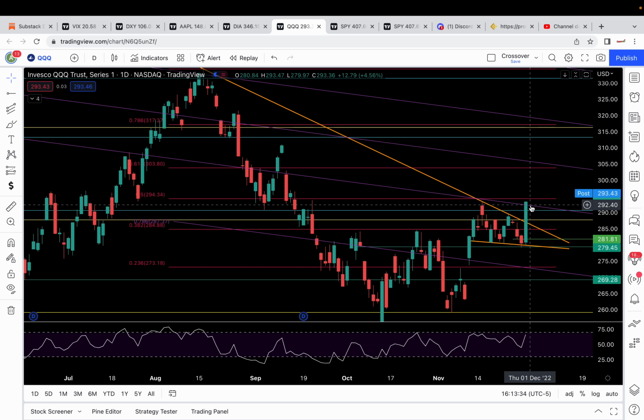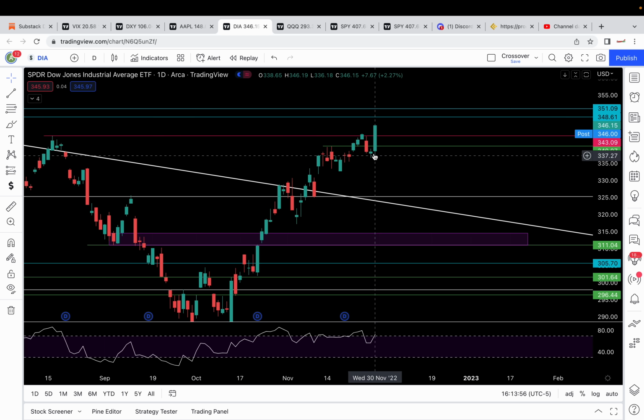Okay, now if 292 holds, the next critical resistance is at 294.34. That's the 50% fib level from August high to October low. If that clears, guys, could see more upside. Okay, I got 296, 297 zone. Maybe we can go test 299.9 to 300 zone with 303.8 above that.